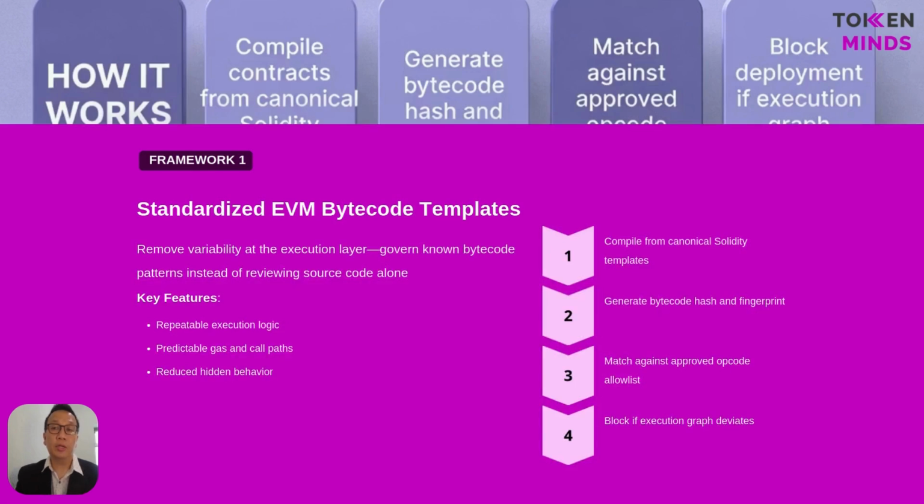So this framework removes variability at the execution layer. The first step is compiling contracts from canonical Solidity templates that restrict available opcodes and execution paths. The second step is regenerating a bytecode fingerprint, including opcode distribution and call graph structure. The third step is matching that fingerprint against an approved allow list of known-safe patterns. So the fourth step is automated enforcement, where any deviation blocks deployment. The final step is continuous monitoring, where redeployments are re-verified to ensure execution behavior remains identical over time.